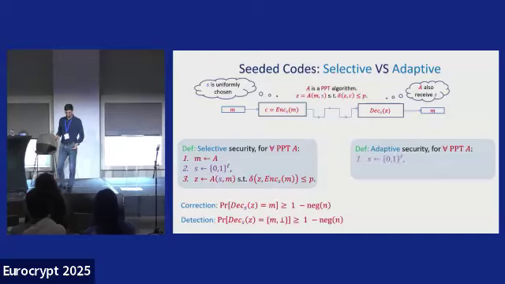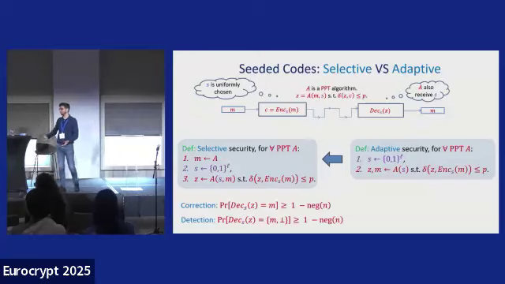And the adaptive notion is going to just be switching the order. First, you choose the seed, and then the adversary chooses the message and the damaged code word. And we require the same things from the encoding, from the correction and the detection. Of course, the adaptive notion is the more desirable notion and implies the selective notion. However, it appears to be more challenging to construct.